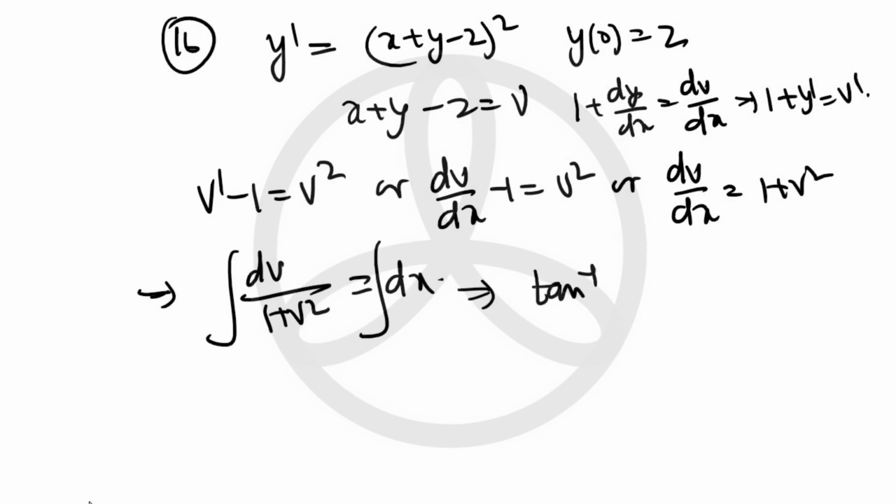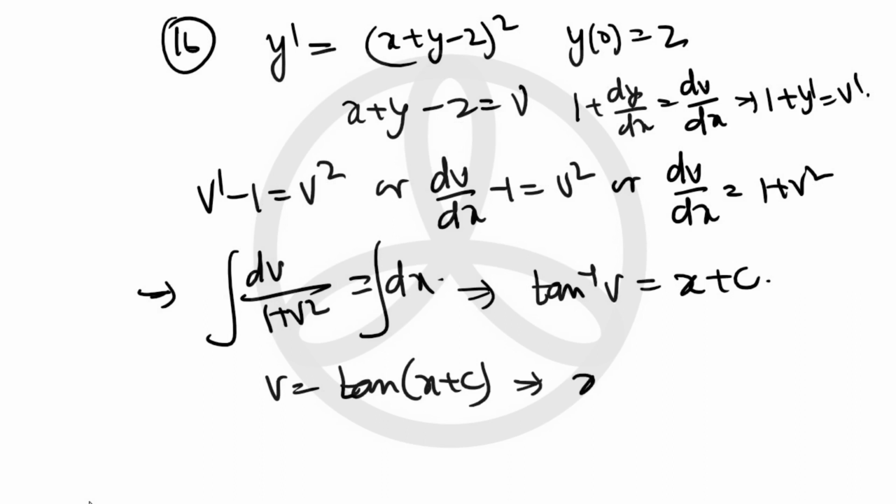Left hand side we get tan inverse v, and right hand side x plus c, and then again we substitute back the value of v right here, or we can write v is equal to tan of x plus c. This will give us x plus y minus 2 is equal to tan of x plus c.